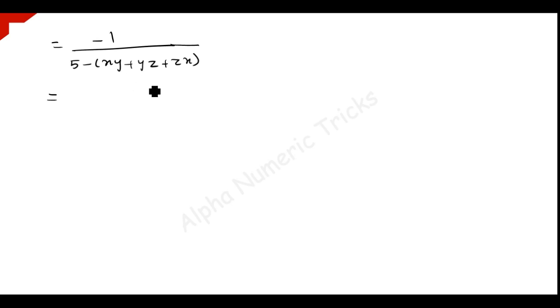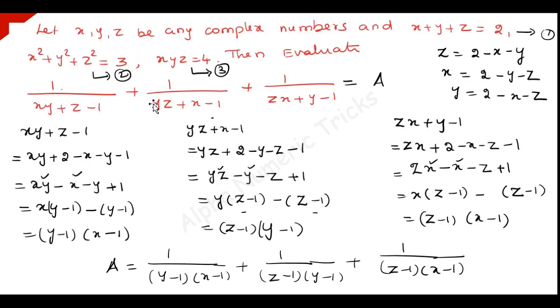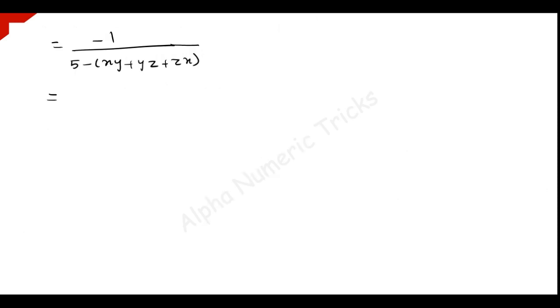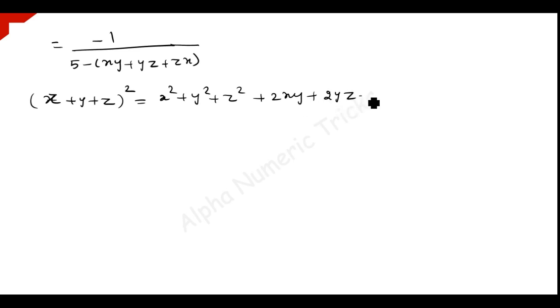Now how will you find out the value of this? We know the formula involving x squared plus y squared plus z squared, isn't it? So we try to apply that formula. In order to apply that, we know that x plus y plus z the whole squared can be written as x squared plus y squared plus z squared plus 2xy plus 2yz plus 2zx.